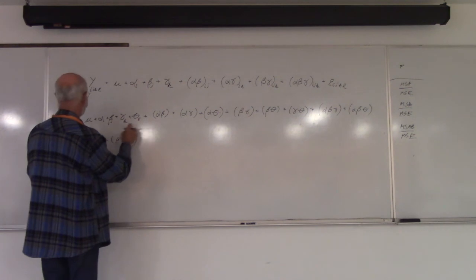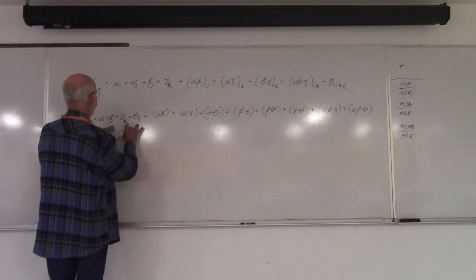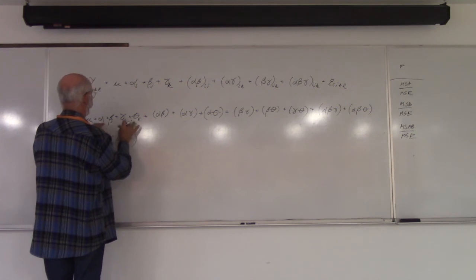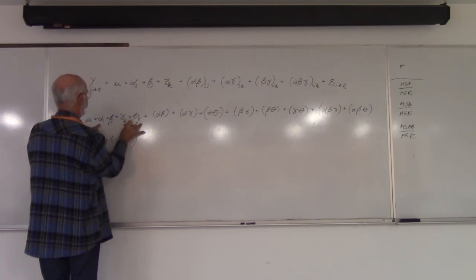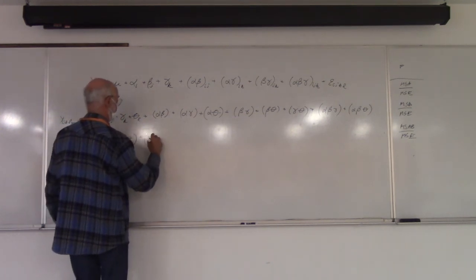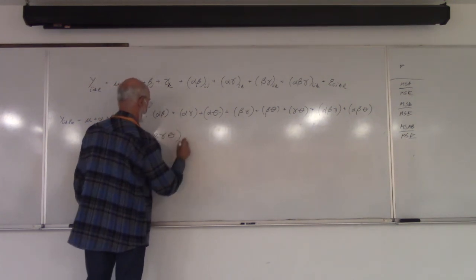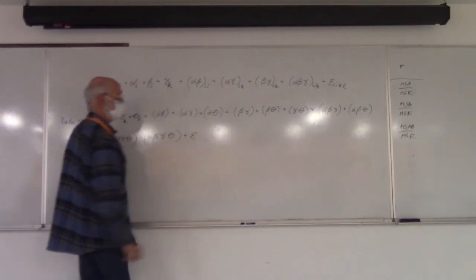Alpha, beta. 1, 2, 3. 1, 2, 3. I think I have them all. Plus alpha beta gamma, beta plus epsilon. You see a pattern?